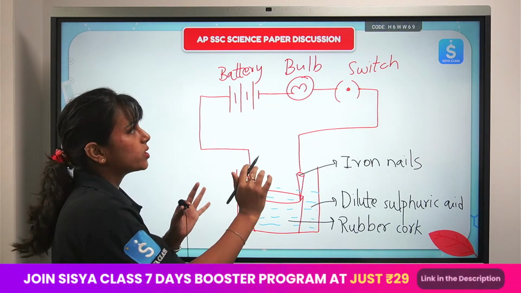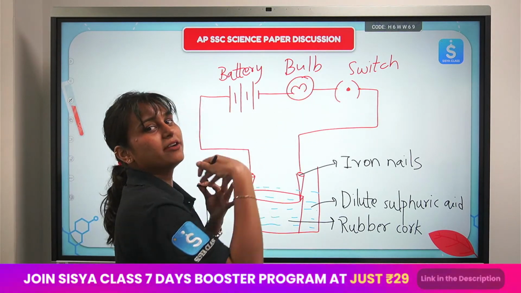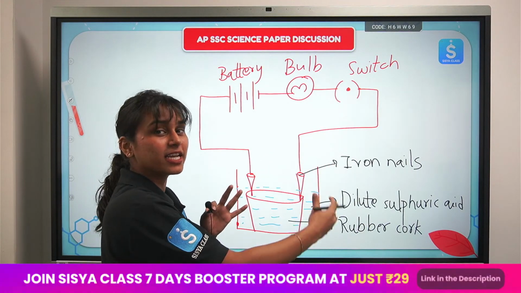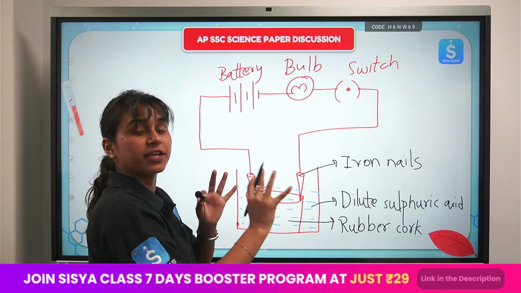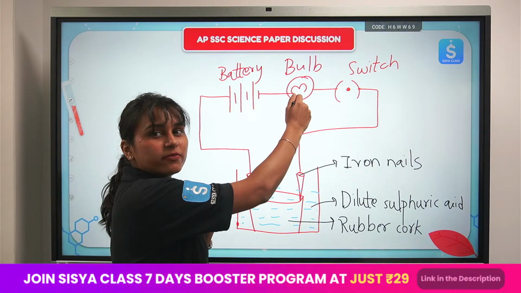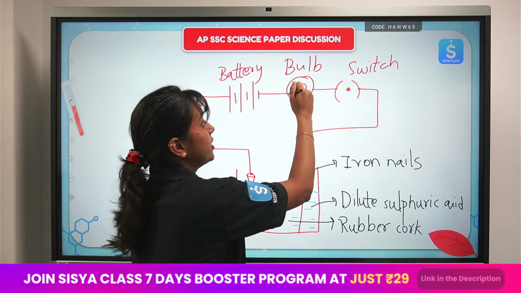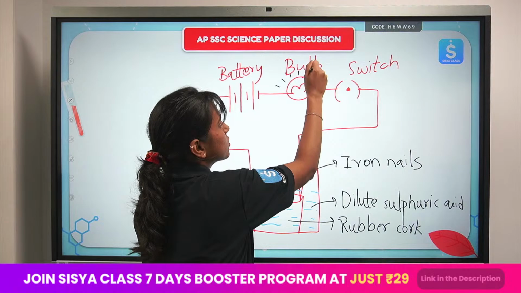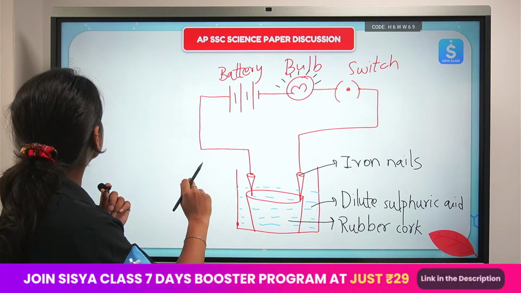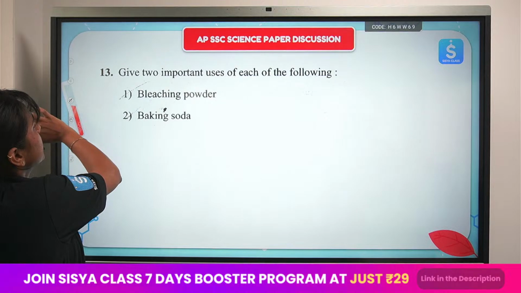Now you tell me what will happen in this bulb. I have already said that this is an acid. First of all, we know that acids are conducting liquids and we are making a circuit in which the liquid is going to conduct electricity. So the bulb will glow or not? Yes, the bulb will glow. So we can show the glowing bulb in this way as well. Okay, so this is the answer. Let's move on to the next question.